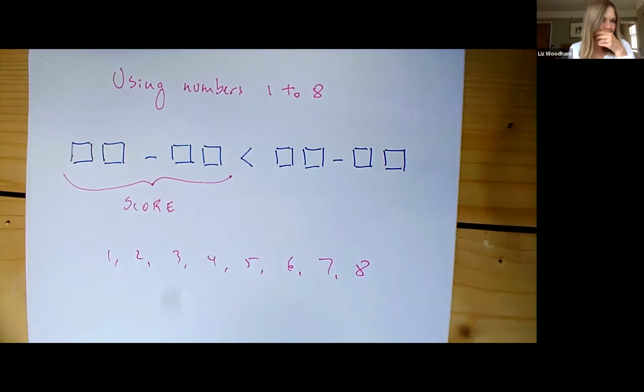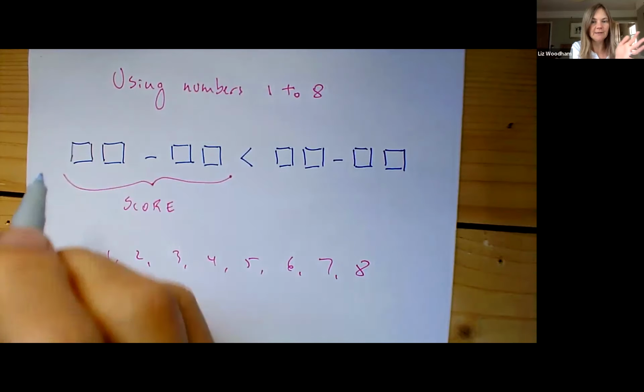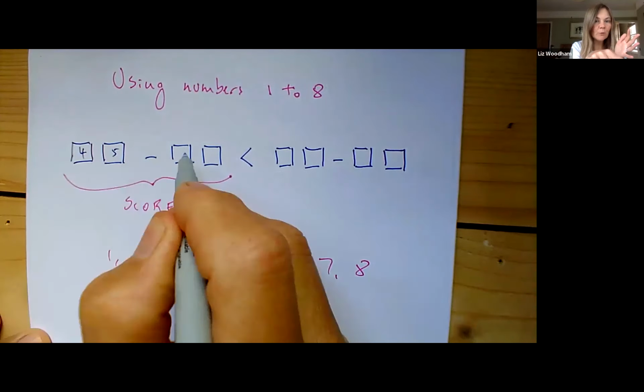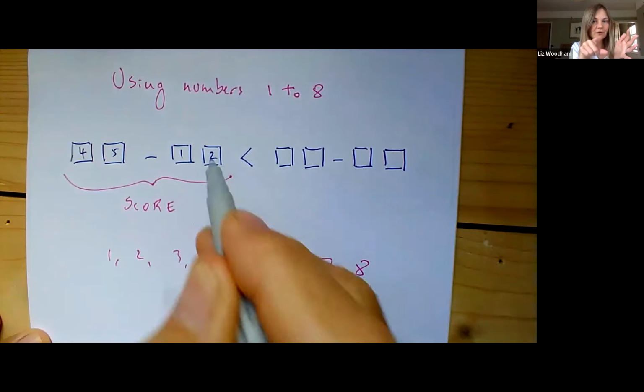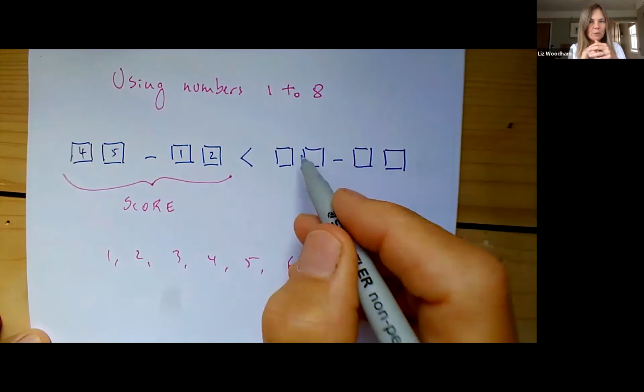Just to clarify the score: the score is the difference of the two-digit numbers on the left of the number sentence. So can you see where Charlie has sort of grouped those two? For example, if I'd put 45 take away 12, then that would be my score, the difference there. What's 45 take away 12?